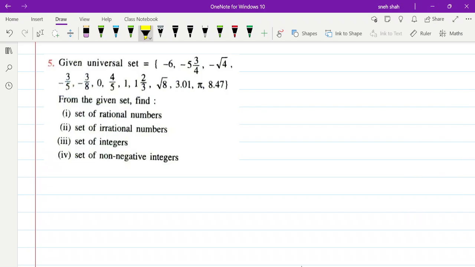Hello students, in this video we are solving question 5 from exercise 1b of chapter 1, rational and irrational numbers, from Selina class 9 textbook. In this question they have given us a set of numbers comprising a variety of numbers. From this set we have to classify the set of rational numbers, the set of irrational numbers, the set of integers, and the set of non-negative integers.